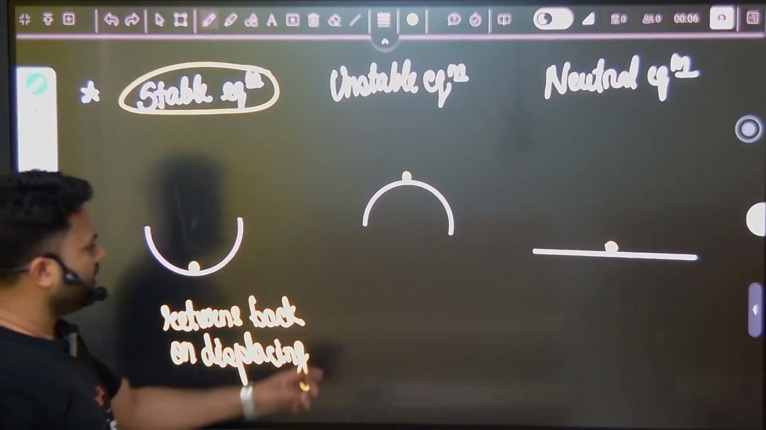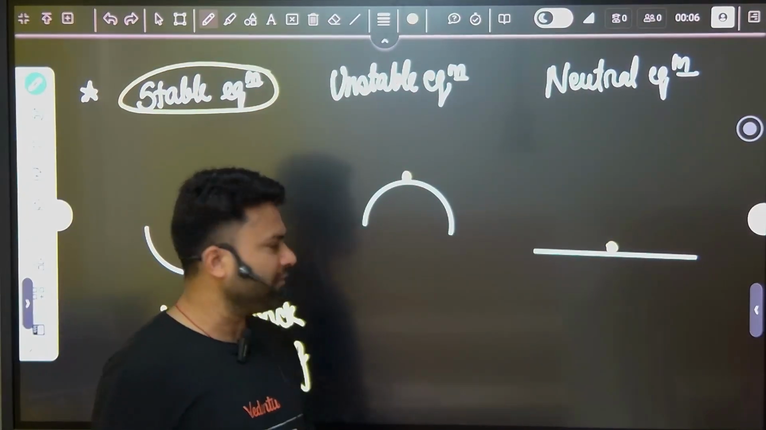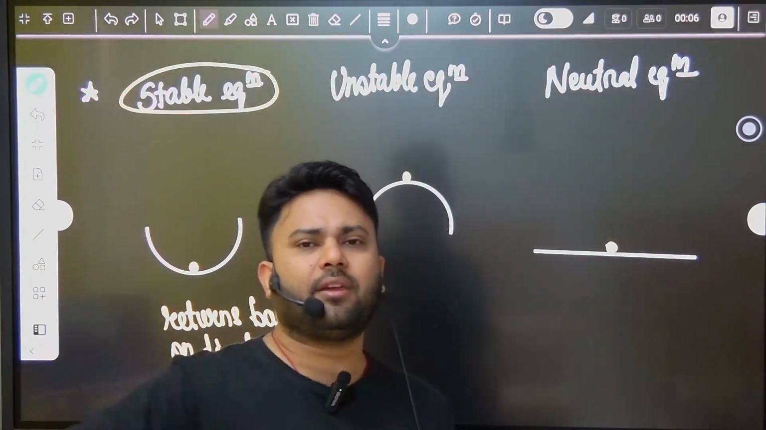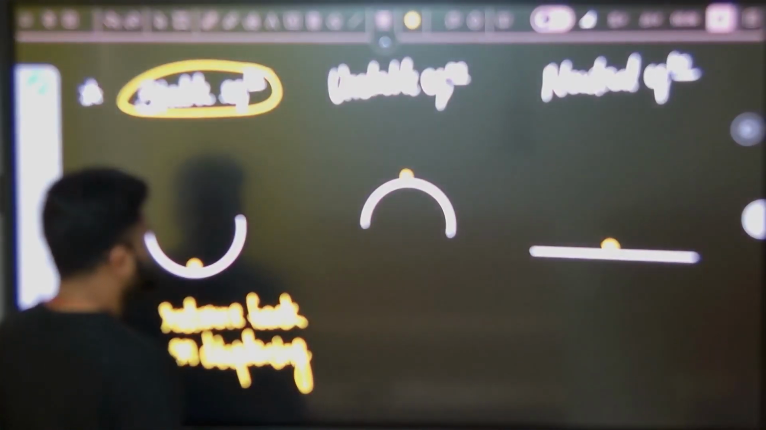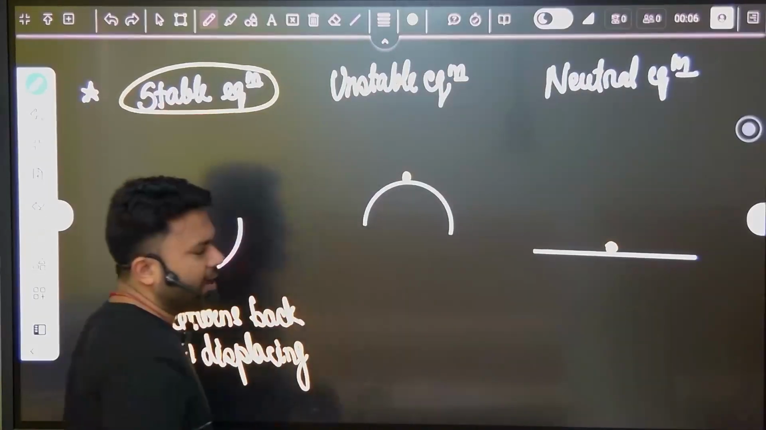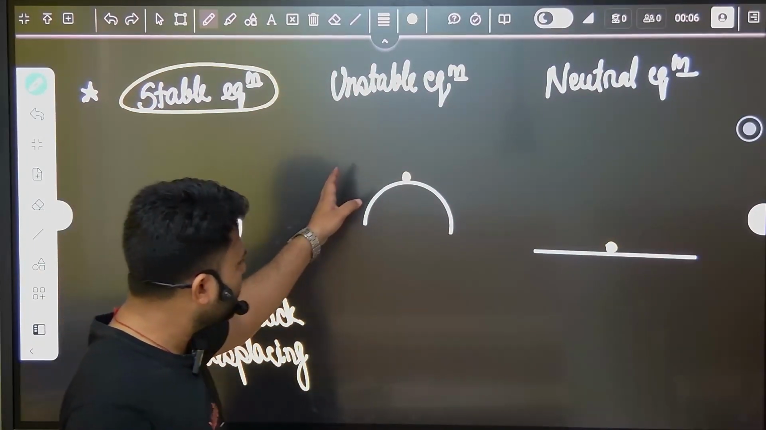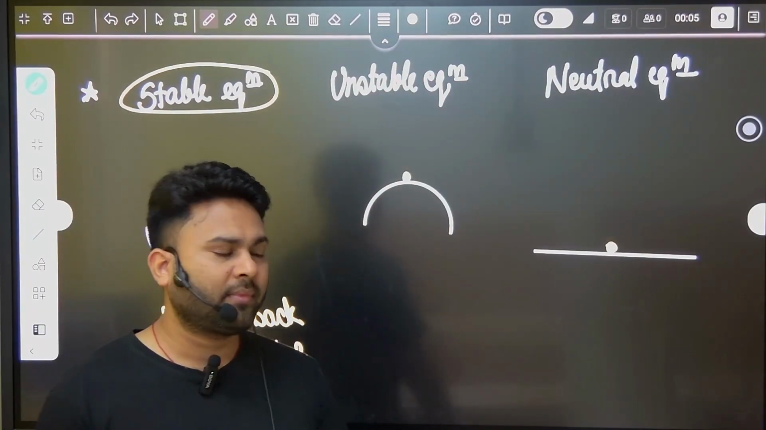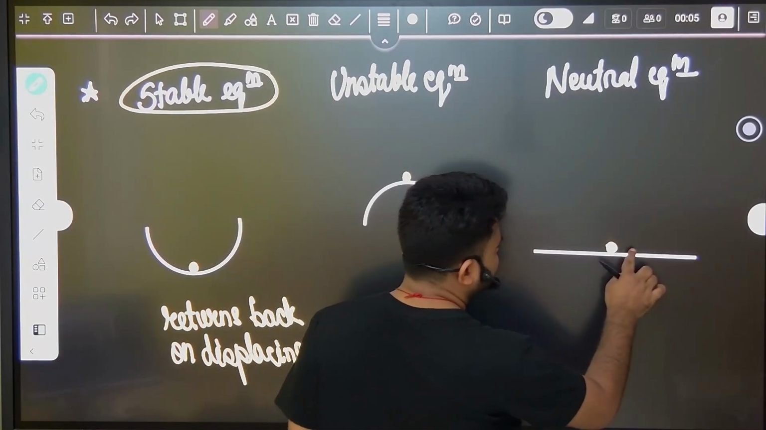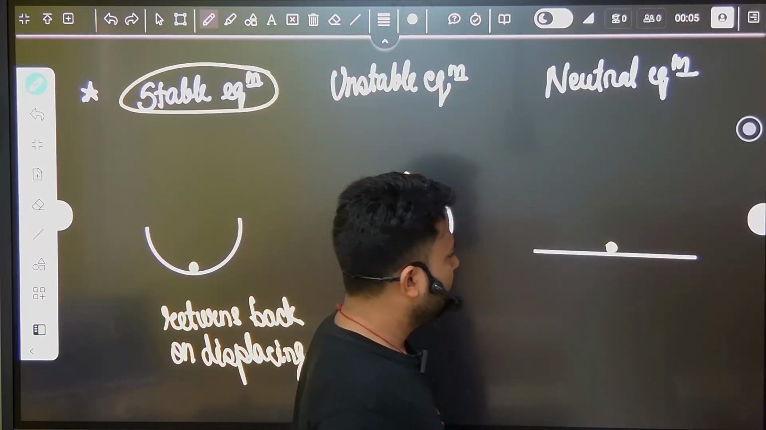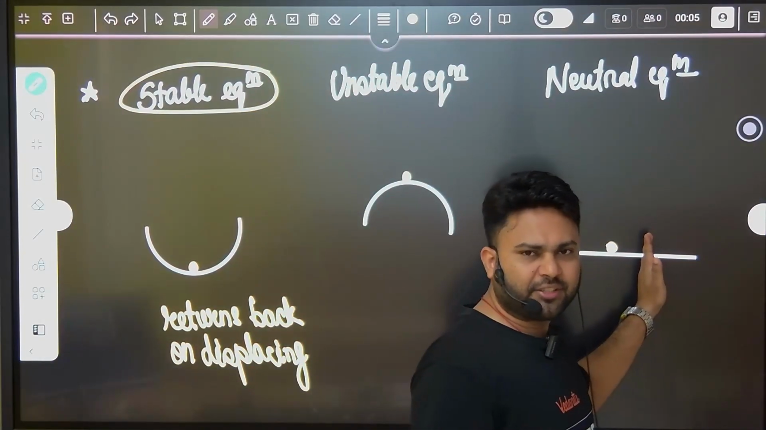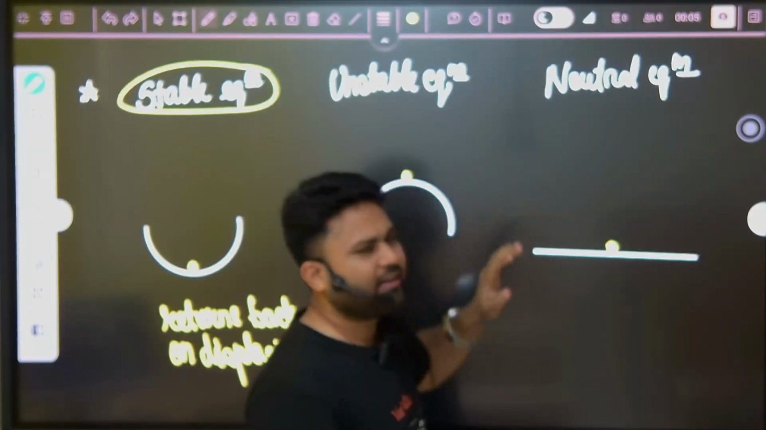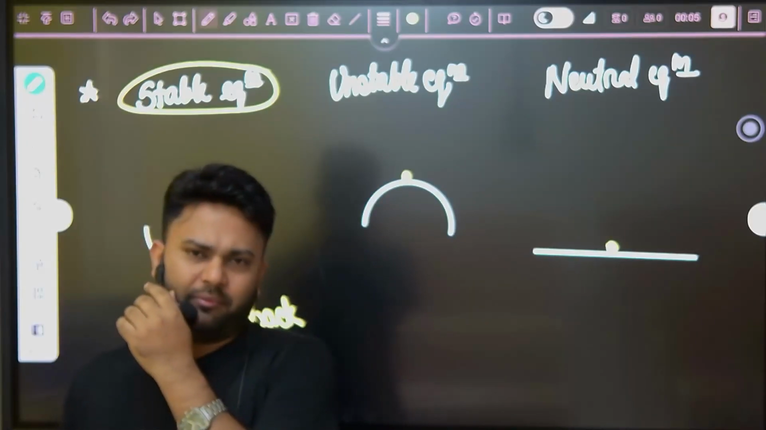Here, if you displace this ball what will happen? It will go down. It will not return back. It will move far away. So if it does not return back and it goes far away, this is the case of unstable equilibrium. Neutral equilibrium, if we displace, it will be displaced to some extent. No, it will not go further. It will not even come back. So this is a case of neutral equilibrium.